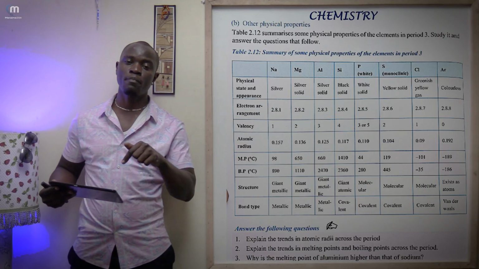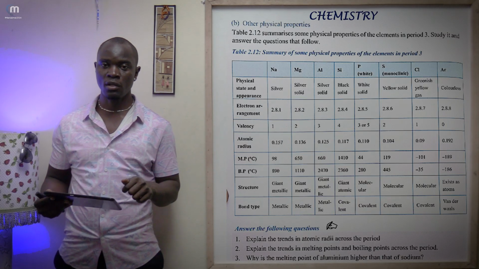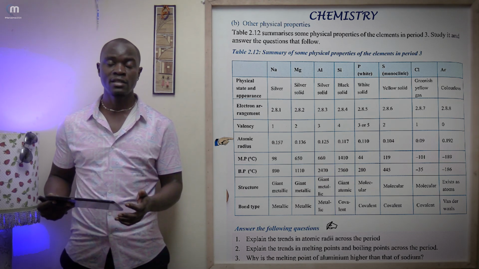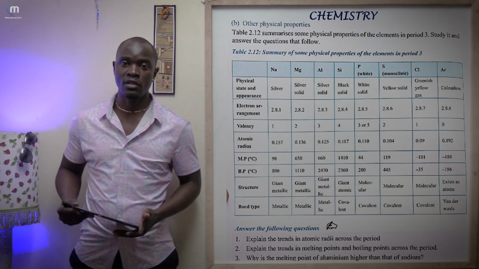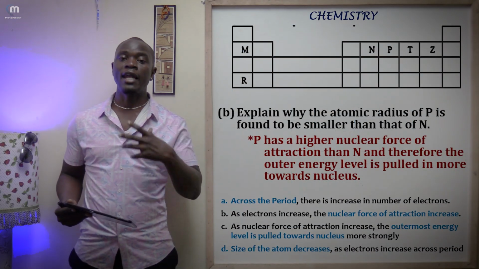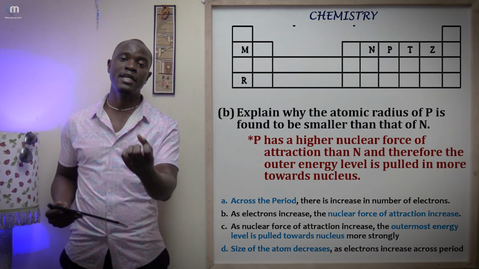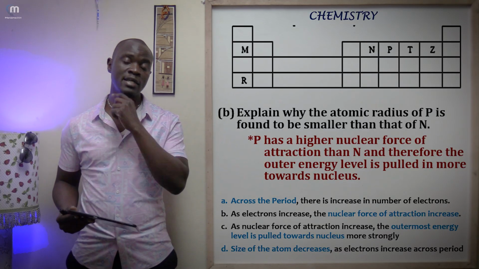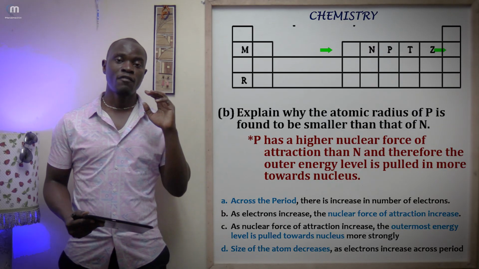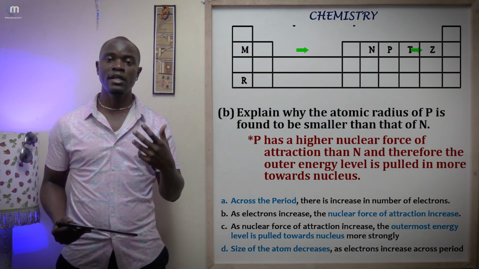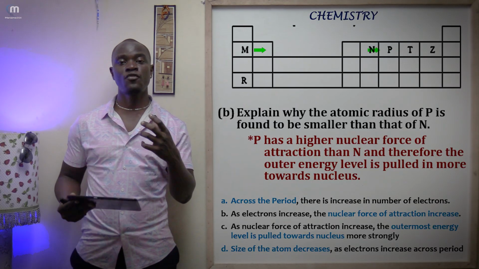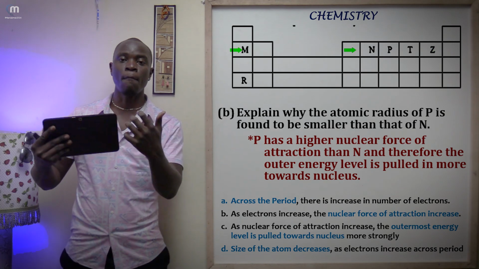But now the topic that this question is discussing is structure and bonding. The subtopic was trends and properties across period 3 elements. So now, the reason why letter N has a larger atomic radius than letter P, which has a smaller atomic radius, is because, as we move across the period, the first thing that happens is that there's an increase in the number of electrons. Now that means that letter N has fewer electrons, letter P has more electrons.